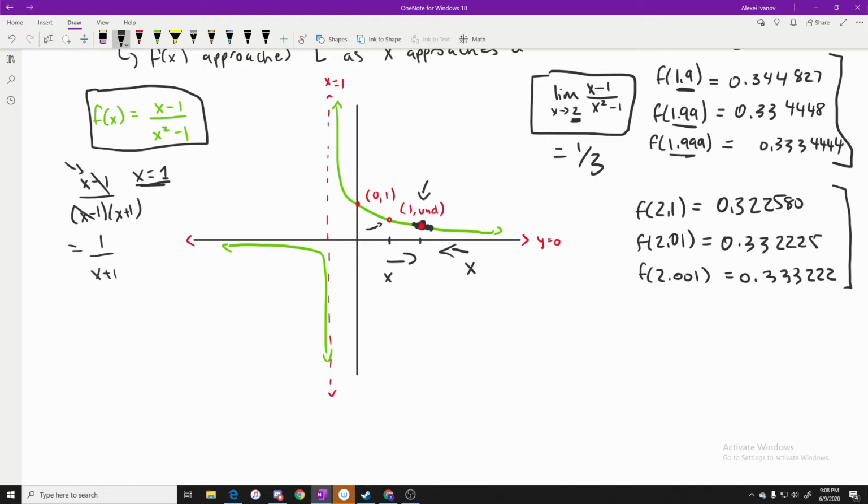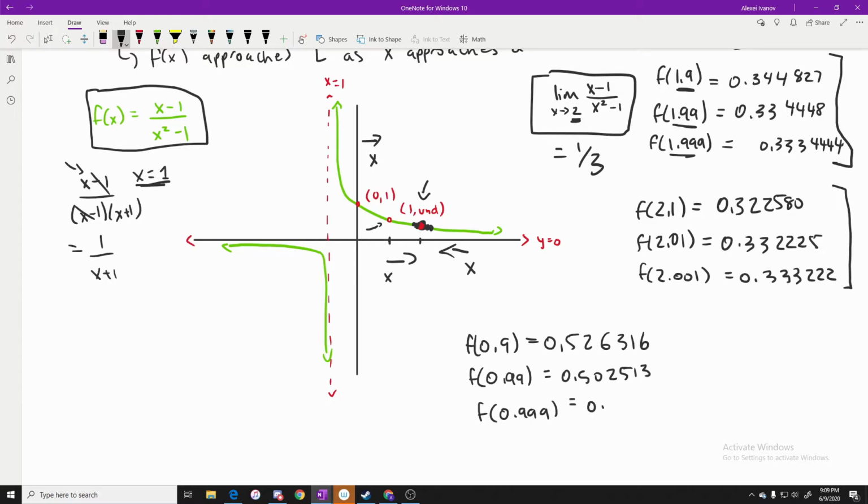Following a similar approach, let's take x's that come from the left side, meaning they are smaller than 1 and they slowly approach 1. So f at 0.9 would equal 0.526316. And if we get a little bit closer to it, we can take f at 0.99, and that would equal 0.502513. Finally, let's take one step closer and take f at 0.999. This value would equal 0.500250.